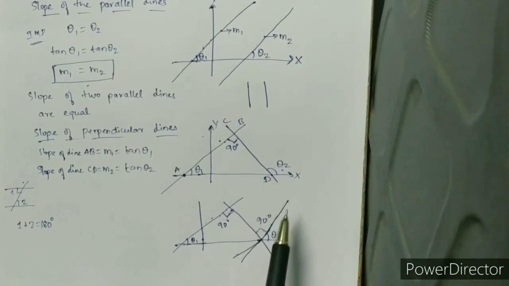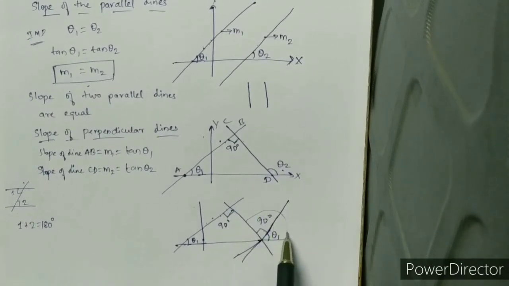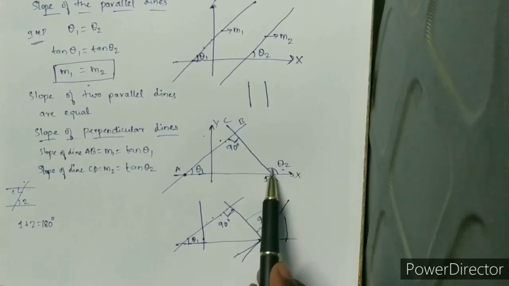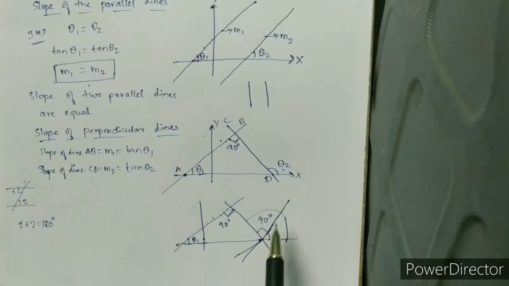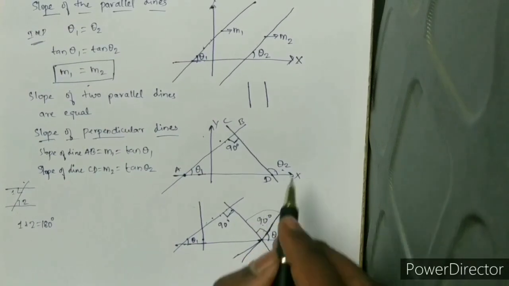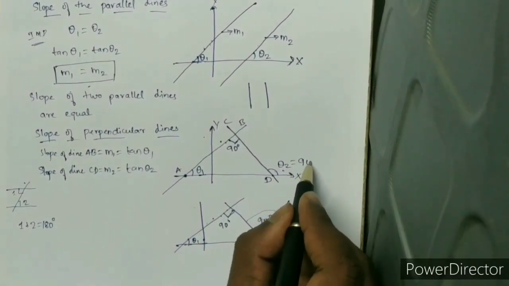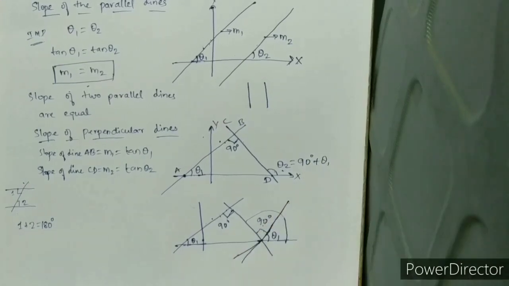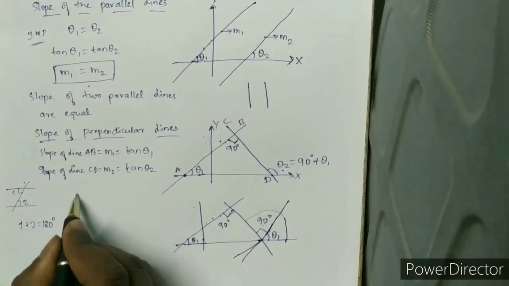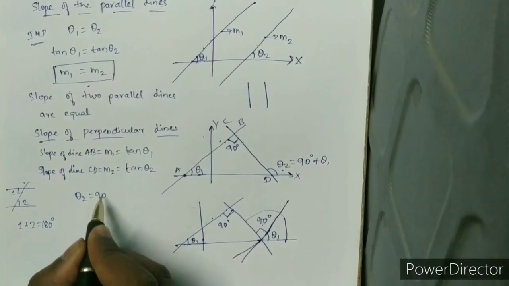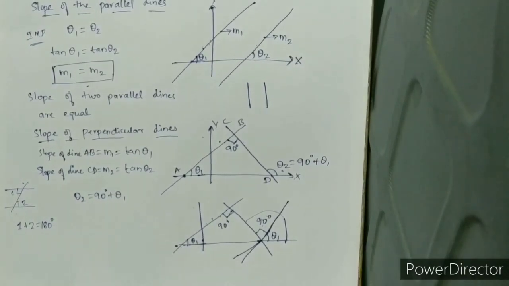See, from this figure, this complete angle is what we are calculating. For this diagram we had a parallel line here, but we have to calculate this complete thing. So theta 2 is nothing but 90 degrees plus theta 1. If we add both of these, will we get this? So theta 2 is equal to 90 degrees plus theta 1.